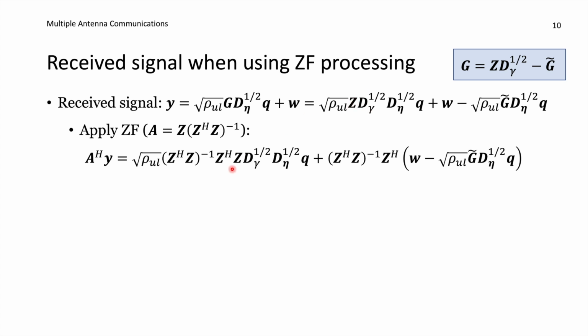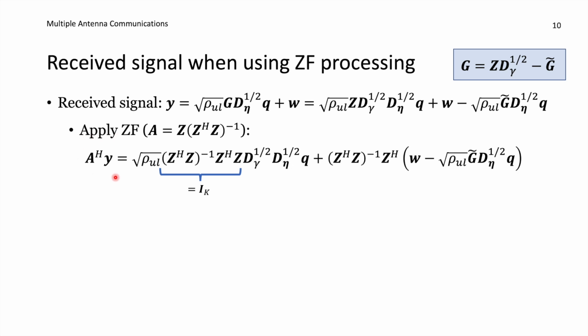We have a Z. We have the two D matrices here containing the gammas and the etas. And then we have the transmitted signal vector q. And we take the same expression and multiply it with this term containing the noise and the estimation errors. And as expected for zero forcing, this term here becomes an identity matrix because this is a pseudo-inverse to Z Hermitian. So here in front of the desired signal, we only have an identity matrix multiplied with two diagonal matrices, and then we have the transmitted signal vector.